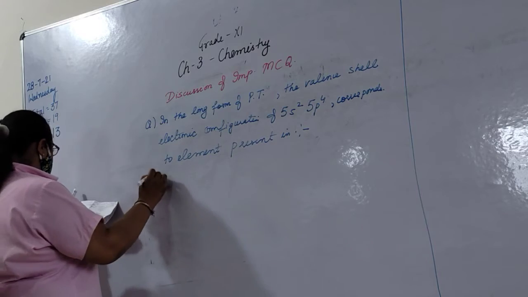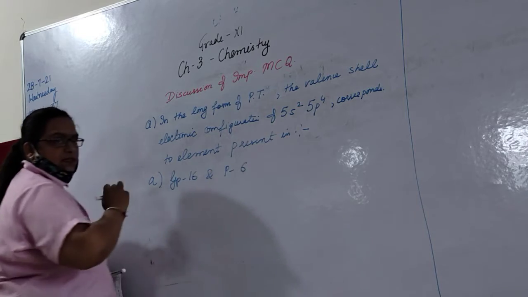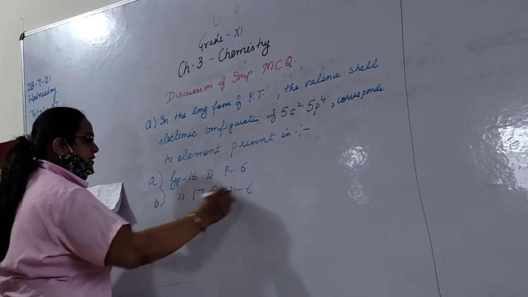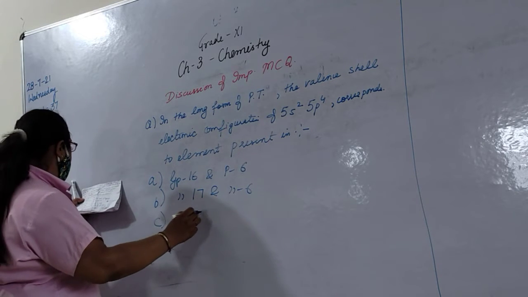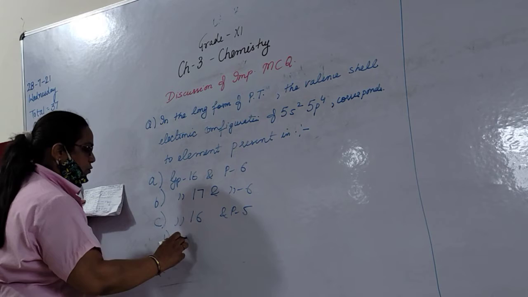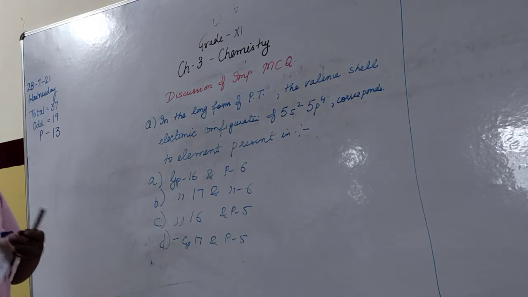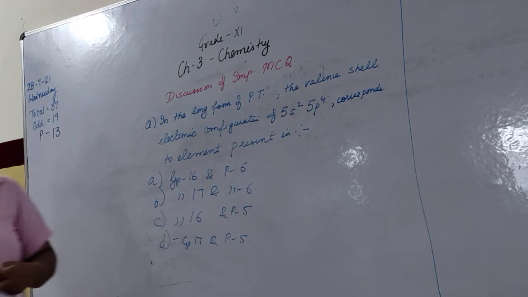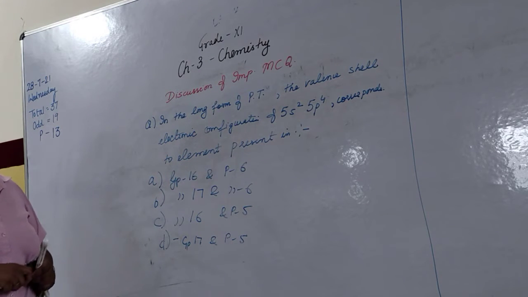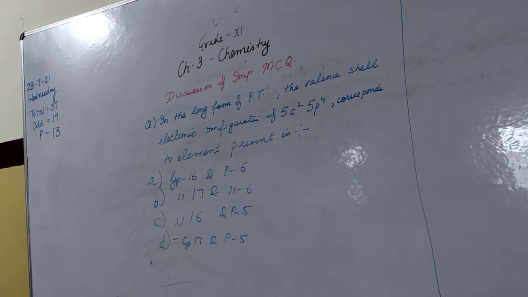My first option is group 16 and period 6. My second option is group 17 and period 6. My third option is group 16 and period 5. My fourth option is group 17 and period 5. Just read the question once. In the long form of periodic table, if the valence shell electronic configuration is this, then what will be its period and group? I mean the location of the element.